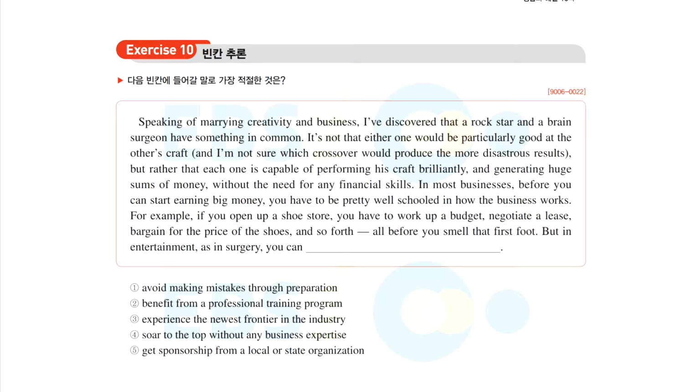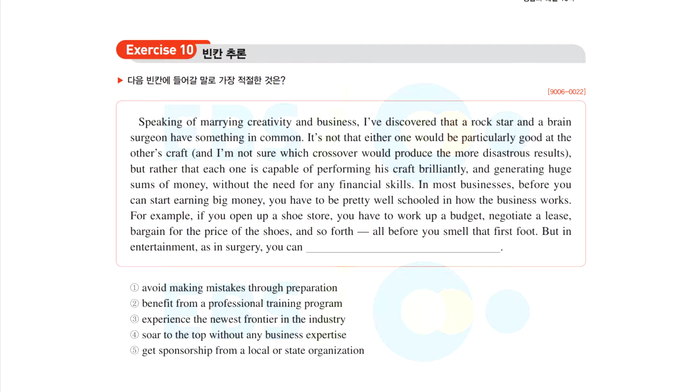Exercise 10. Speaking of marrying creativity and business, I've discovered that a rock star and a brain surgeon have something in common. It's not that either one would be particularly good at the other's craft, and I'm not sure which crossover would produce the more disastrous results, but rather that each one is capable of performing his craft brilliantly and generating huge sums of money without the need for any financial skills.